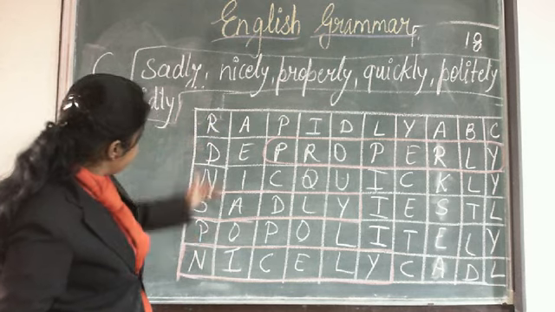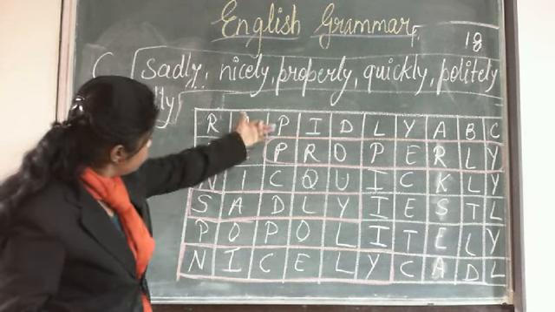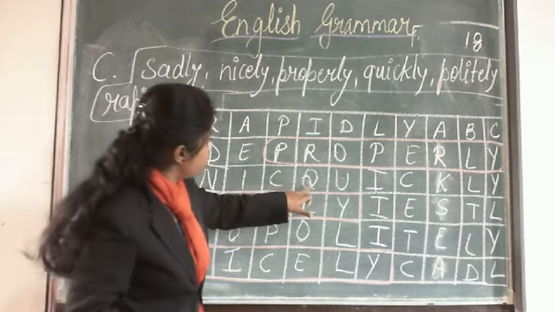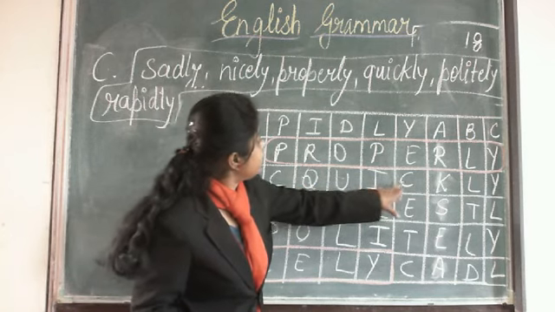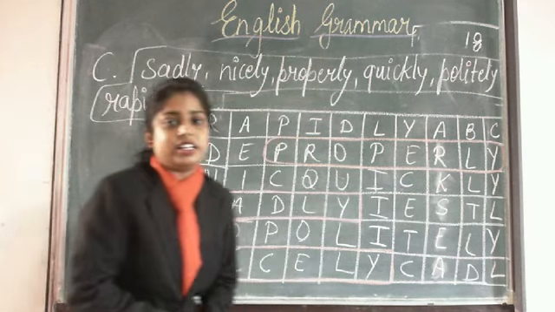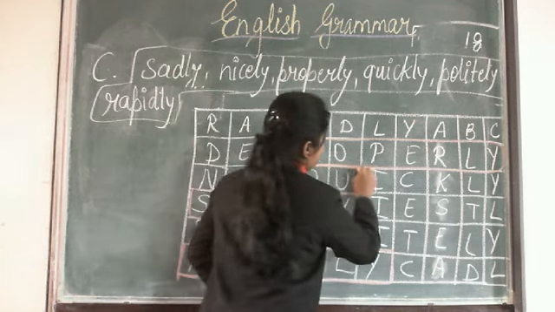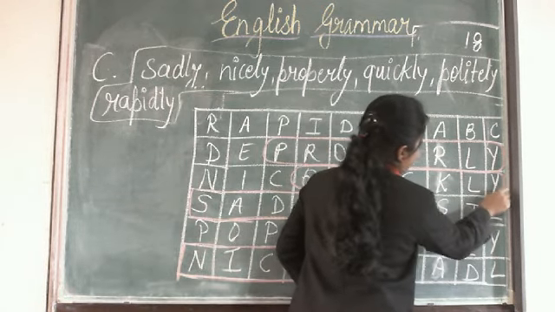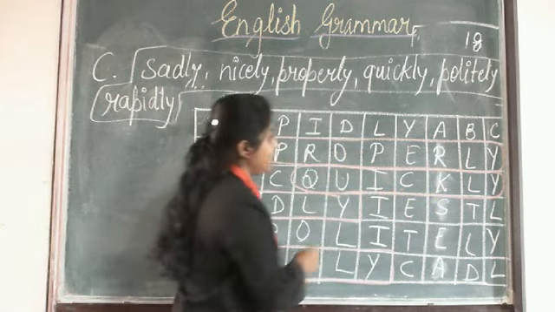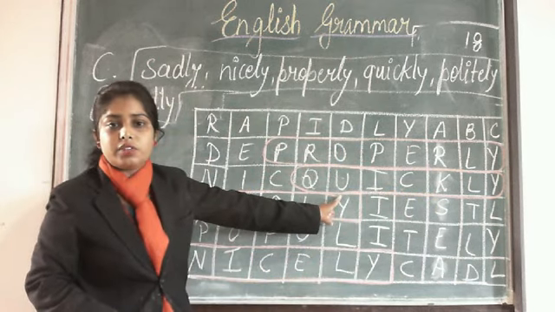Alright. Then quickly. Quickly should begin with, we should be having Q in the beginning. So let's find Q. Q. Here is one Q. Q-U-I-C-K-L-Y. Okay. One more spelling is there. Right? That we have found. So Q-U-I-C-K-L-Y. You have to do the same as I am doing here on the board with your pencil in your book.